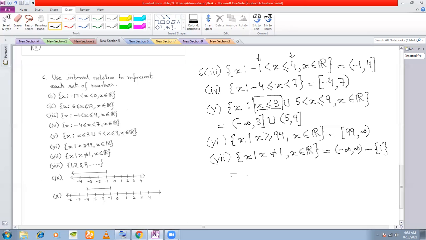What is the other way of representing this? The other way is in terms of a union of intervals. We start from minus infinity, and because x cannot be equal to 1, from minus infinity we reach 1, and we give a parenthesis because x cannot be equal to 1. Union, and then we start from 1 and reach till plus infinity. So we have two notations for this. Is this clear or not?